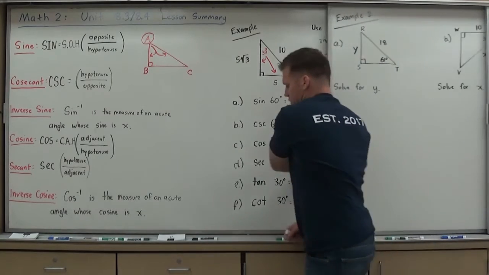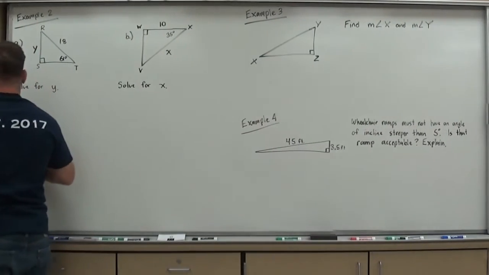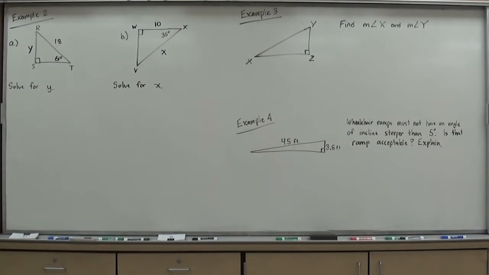All right, let's move into more direct trigonometric work here. So I have right triangles here in example 2: right triangle RST and right triangle, let's call that WXV.